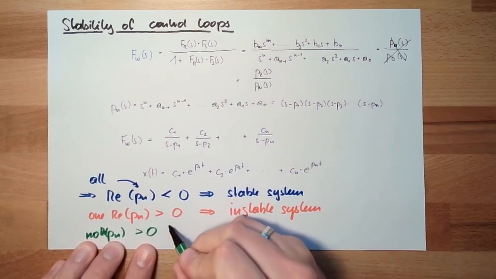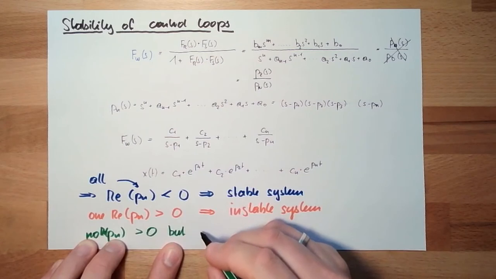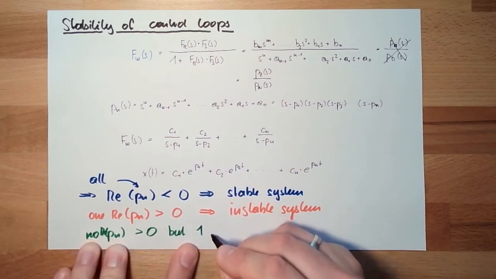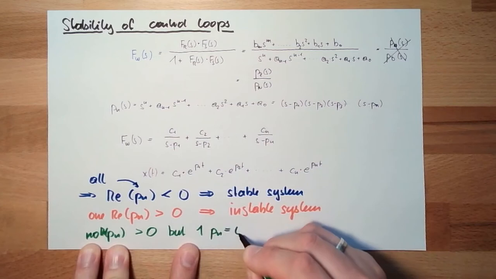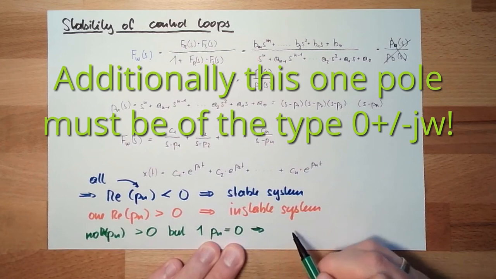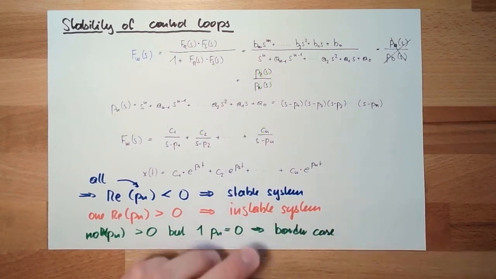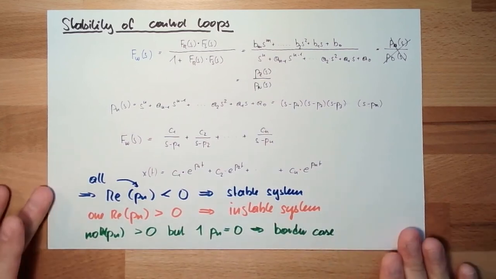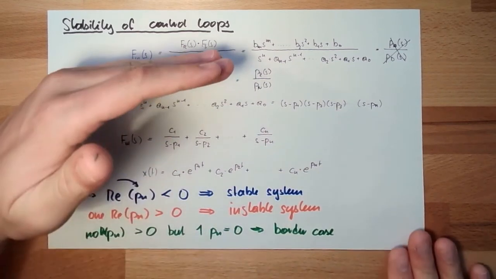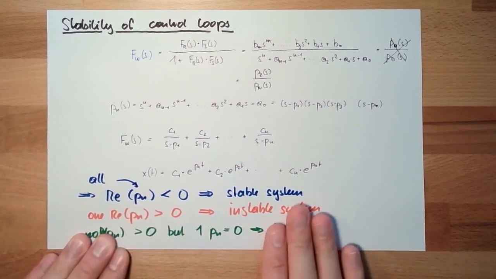but one pole equals 0, only one, then it's the border case. These are the things, so it directly comes out of the transfer function of the reference variable transfer function. We're just looking at the poles of this.